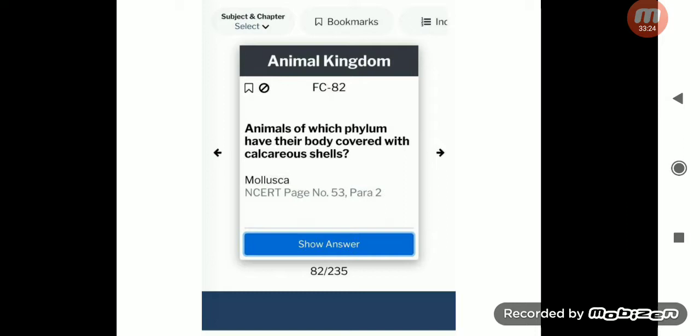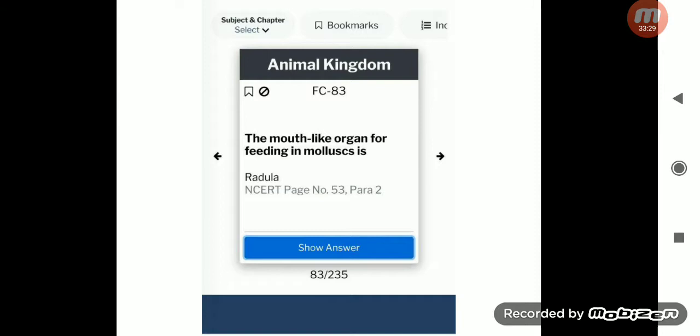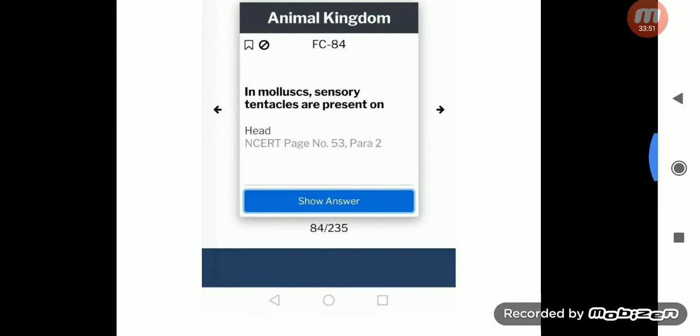Animals of which phylum have their body covered with calcareous shell? Mollusca. The mouth-like organ for feeding in mollusks is the radula. In mollusks, sensory tentacles are present on the head.